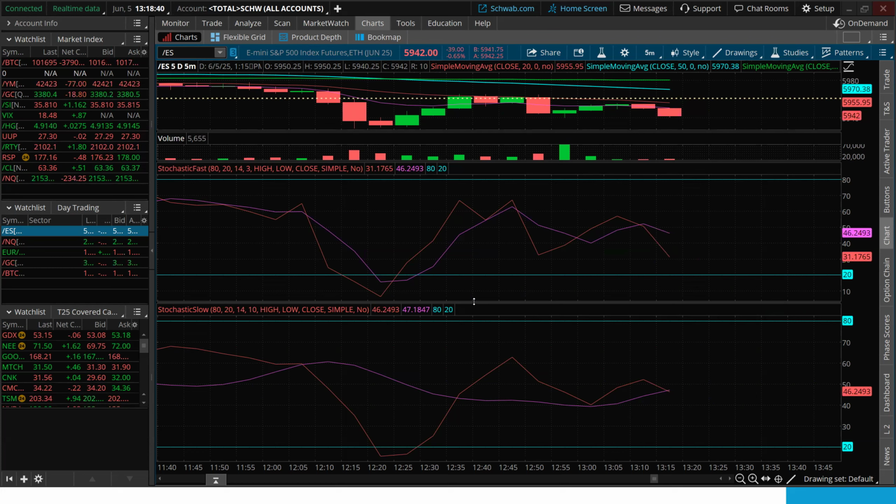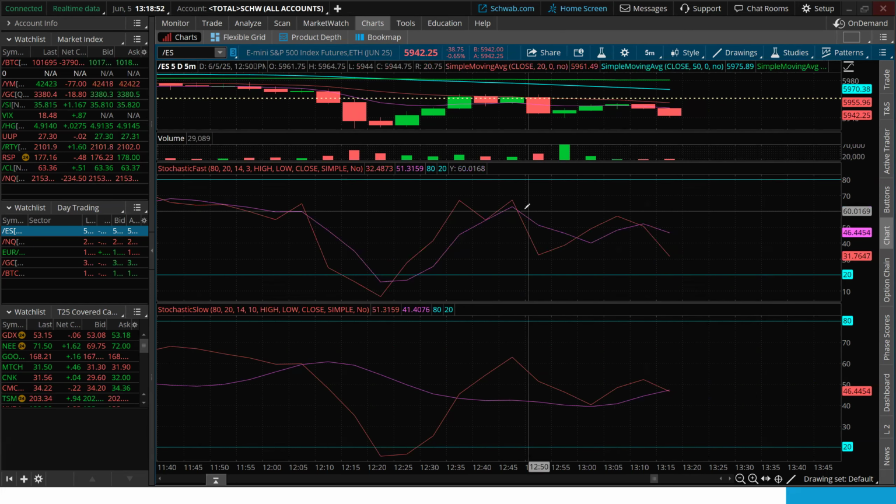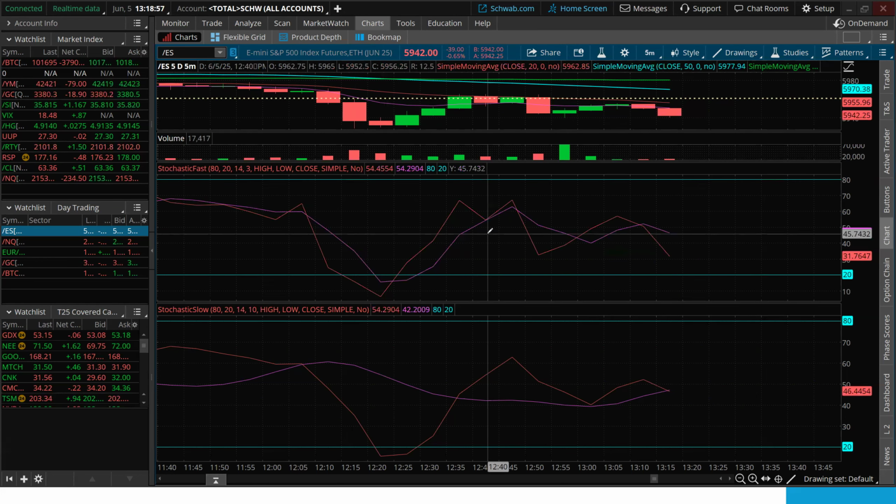If you are that individual that prefers the speed of things, okay, you're going to want to use that fast stochastics. That's the top one here. And as you can see, it's a lot more sensitive to price. You get more crosses, you get more hooks, you get more everything. And so you're going to get more data. And the more data you get, the more you can do something with it. It gives you a much quicker read.